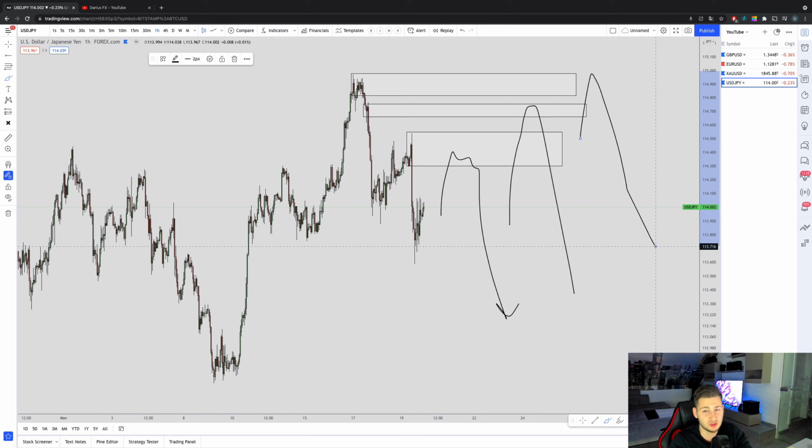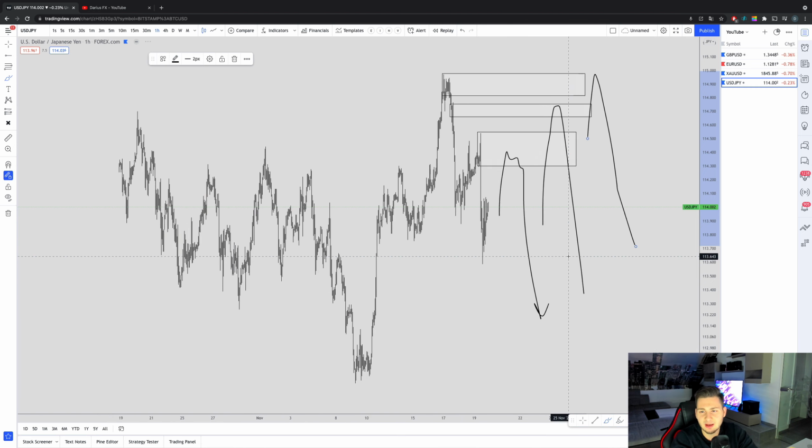USDJPY looks to me super bearish. But of course, also here price could give us some movement to the upside. I see it anyways going on the longer term still bullish, but right now I see it bearish. That's my view currently.